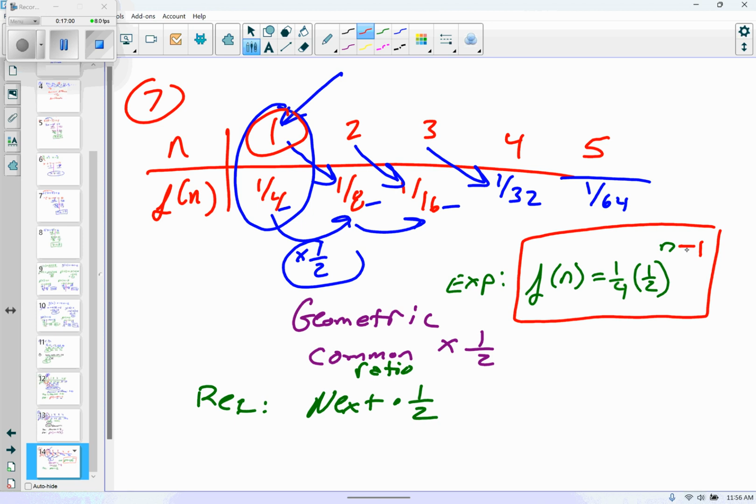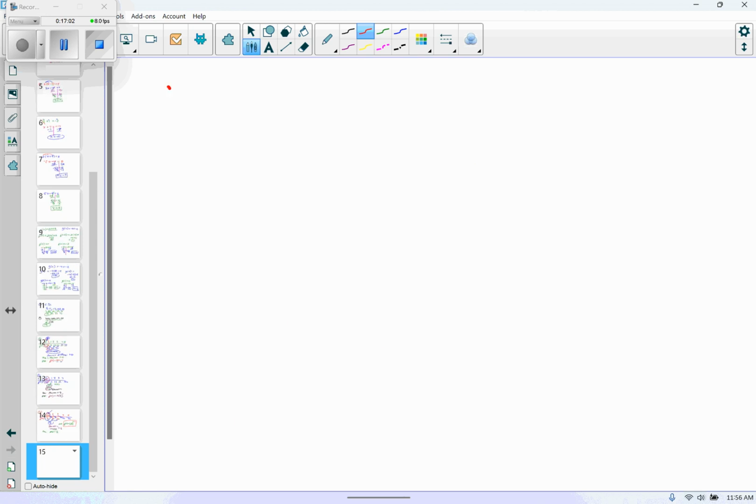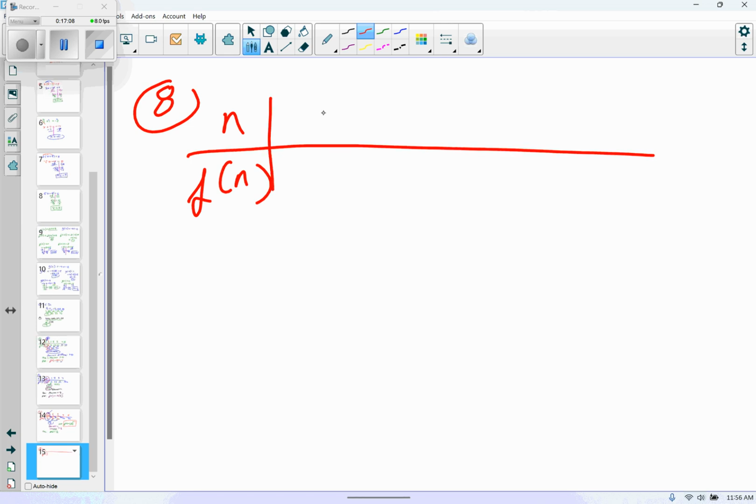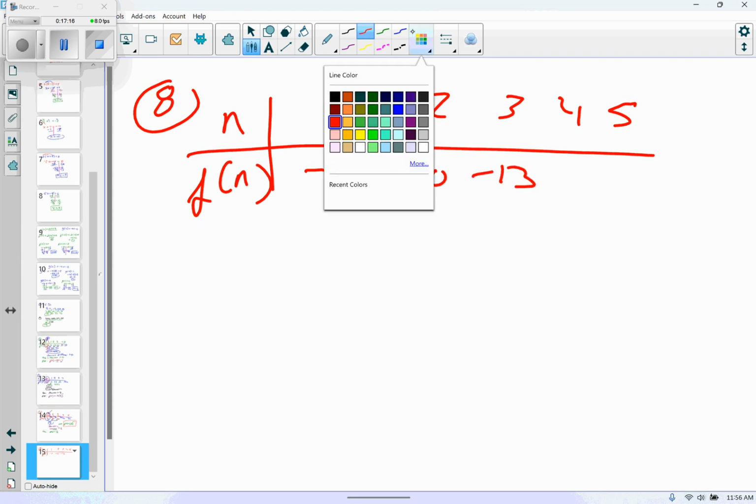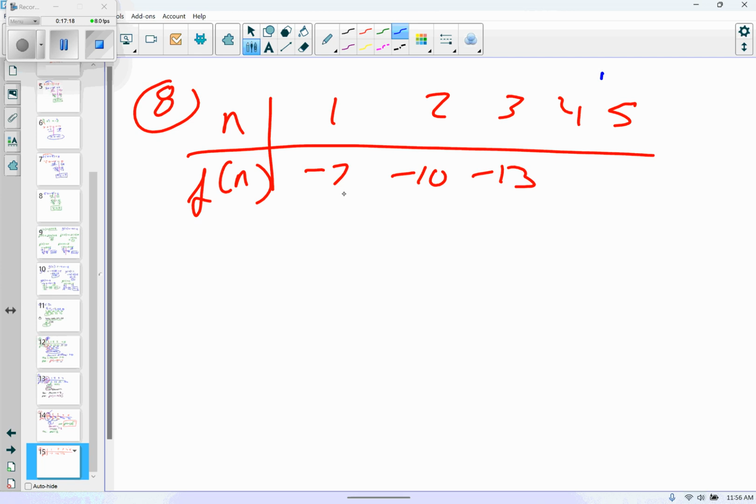All right, let's go to number 8. Last question. So we have n, f at n. I got 1, 2, 3, 4, 5. I got -7, -10, -13. What does it appear that's taking place? How do I get to the next term? It looks like I'm subtracting 3.